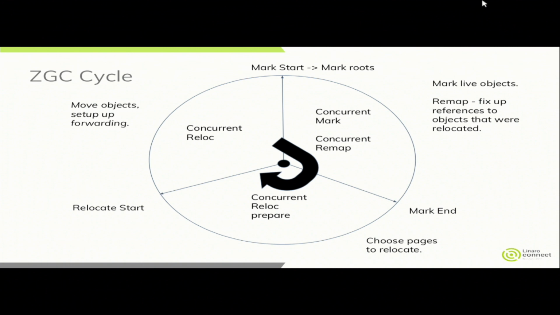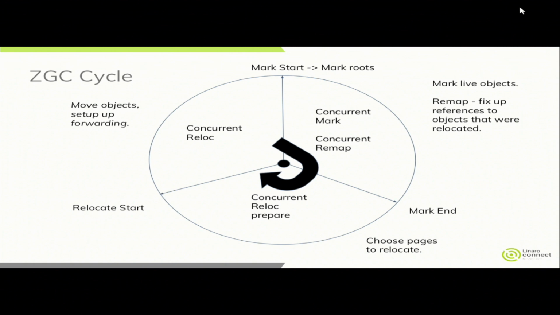Then we get to mark start again. We'll then start traversing the object graph again. And what concurrent remap does is we're then updating the pointers from the old bad pointers of the relocated objects to the new object addresses.